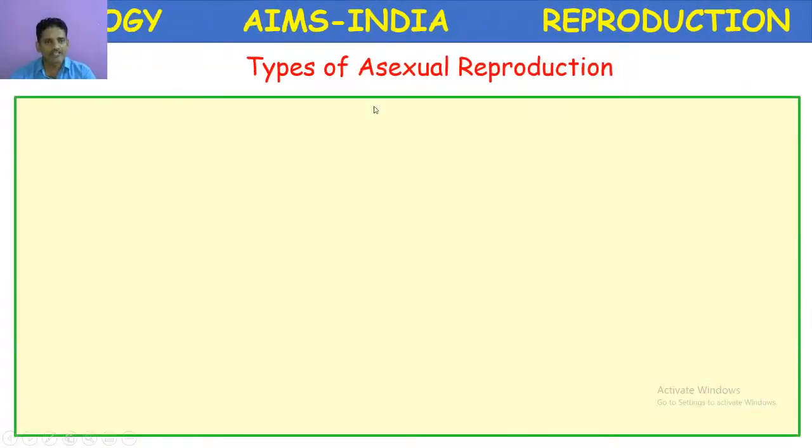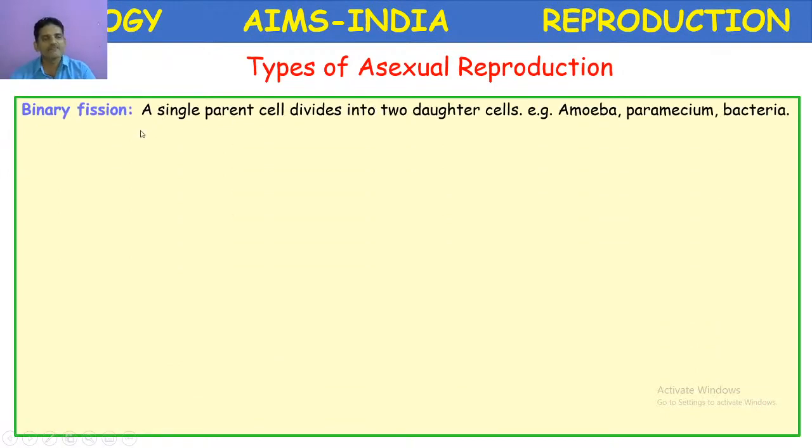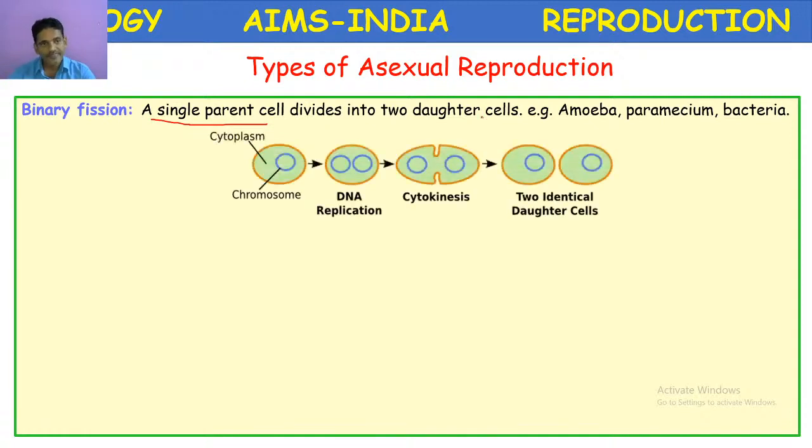Types of asexual reproduction. First, binary fission. What is binary fission? Binary fission is a kind of asexual reproduction which involves a single parent where the cell divides into two daughter cells. For example, here we can consider either an amoeba or bacteria.